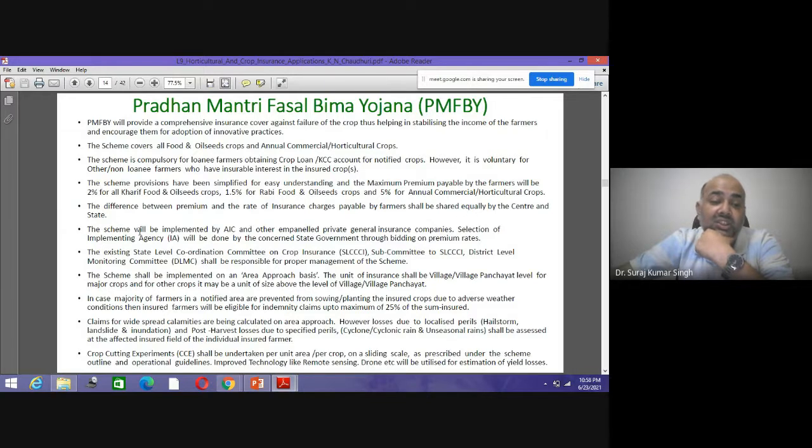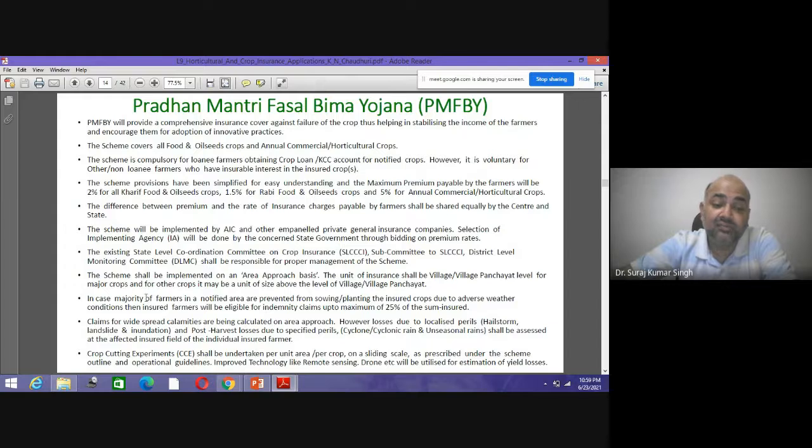The scheme will be implemented by AIC and other empaneled private general insurance companies. Selection of the implementing agency will be done by the concerned state government through bidding on premium rates. The existing State Level Coordination Committee on Crop Insurance, its subcommittee, and the District Level Monitoring Committee shall be responsible for proper management of the scheme. The scheme shall be implemented on an area approach basis. The unit of insurance shall be village panchayat level for major crops, and for other crops it may be a unit of size about the level of village or village panchayat.